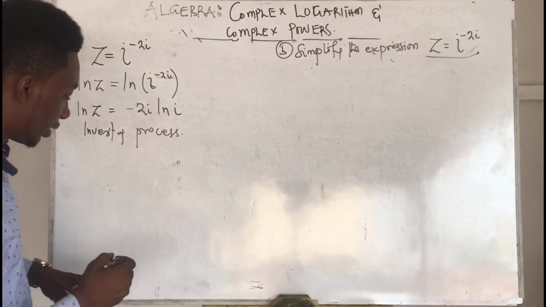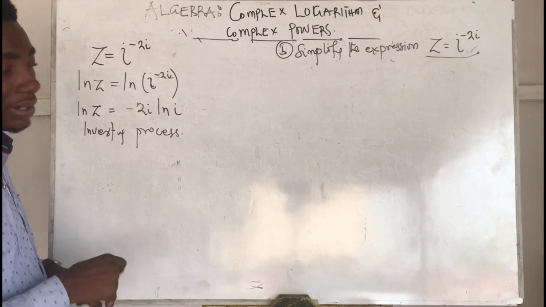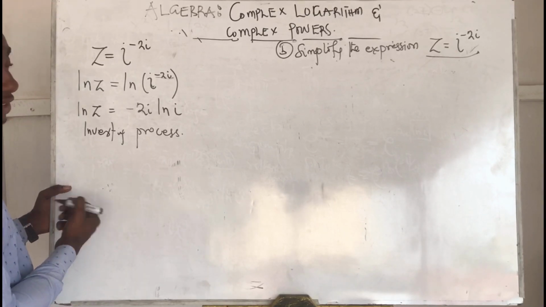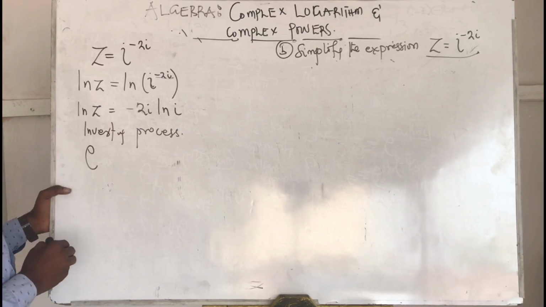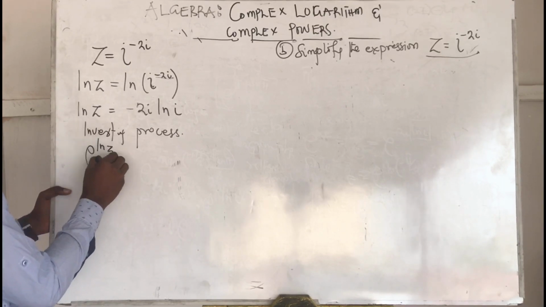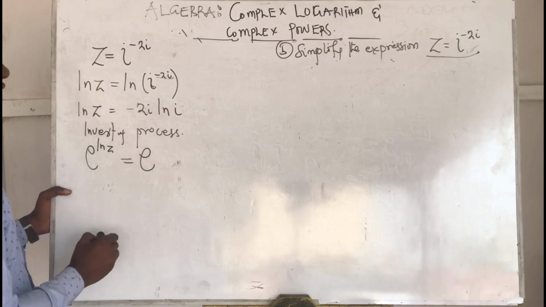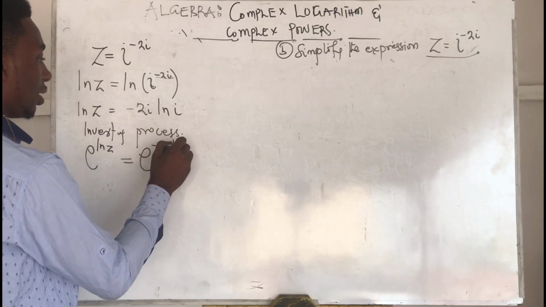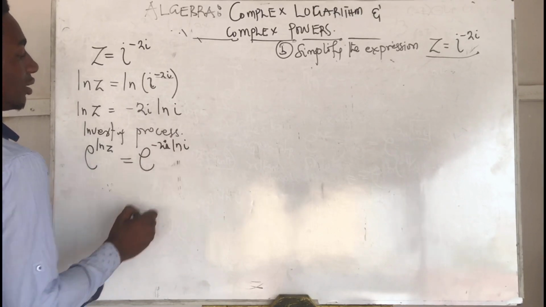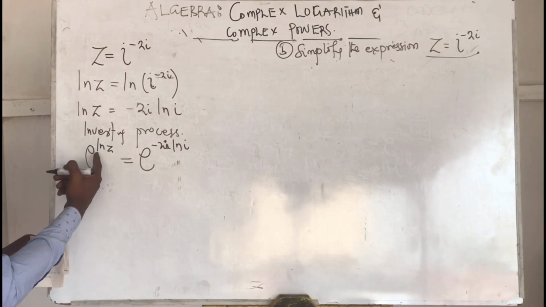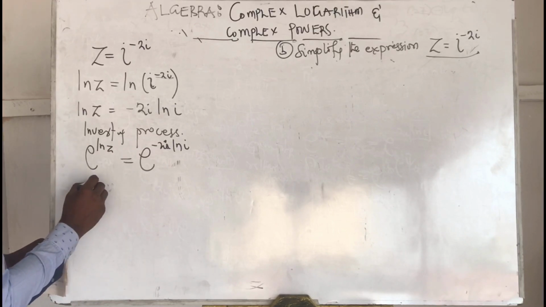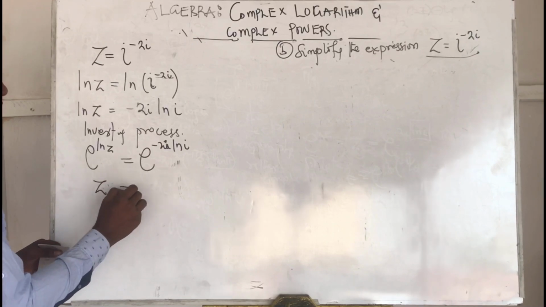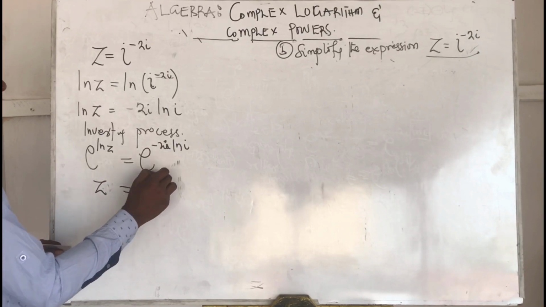We have to apply our inverting process over here to take away the logarithm. So applying the inverting process, we use our exponent. So the exponent of ln z is equal to the exponent of negative 2i ln of i. And e to the ln z is the same as z, which is equal to e to the negative 2i ln of i.